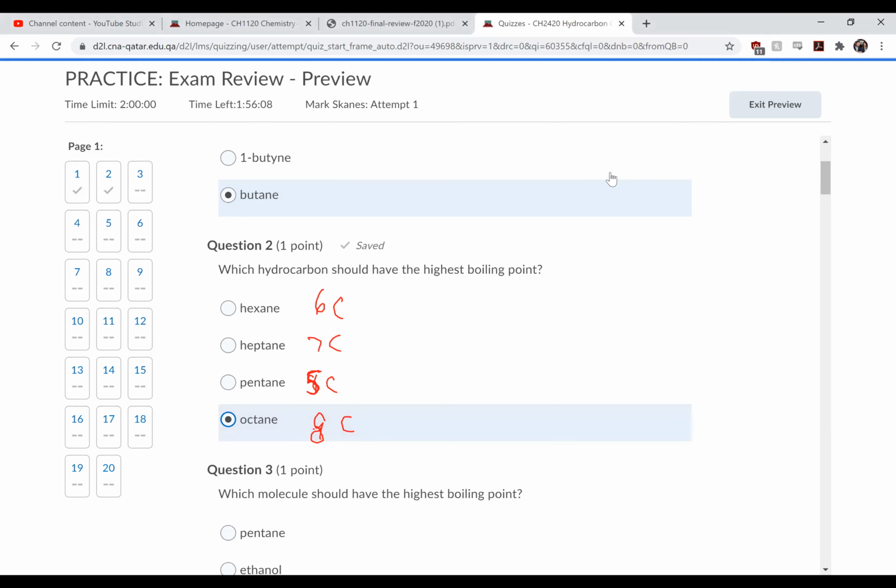Let me just see the chat. Yep, so Naim in the chat nailed it. Now, I have a question for you guys. What would have a higher boiling point, octane or cyclooctane? So it's the same number of carbons, but one is a ring. What would have the highest boiling point, octane or cyclooctane?